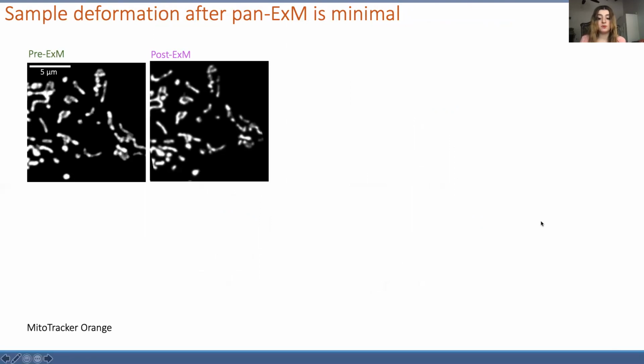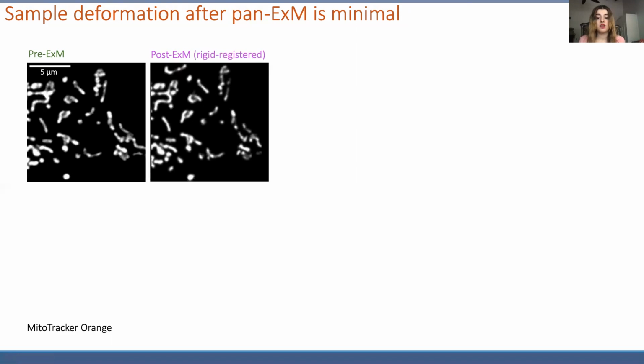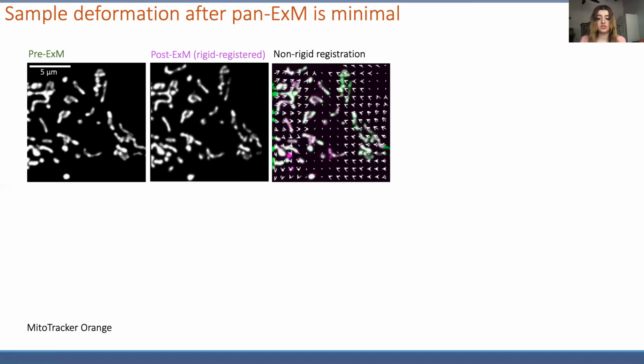To quantify sample distortions, we imaged the same structures, the same field of view, in this case mitochondria, before and after Pan-ExM. We then registered the post-ExM images to the pre-ExM images using a rigid body transform, which consists of uniform scaling, rotation, and translation. And then we took these rigidly registered post-ExM images and registered them again to the pre-ExM image using a B-spline non-rigid registration. And here we plot the deformation vector field.